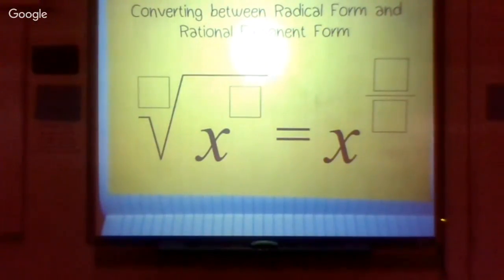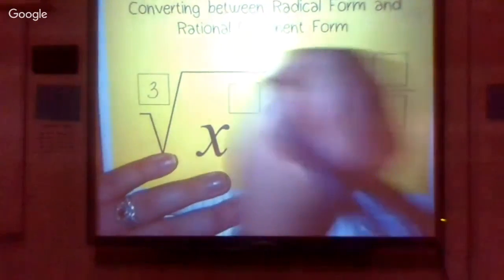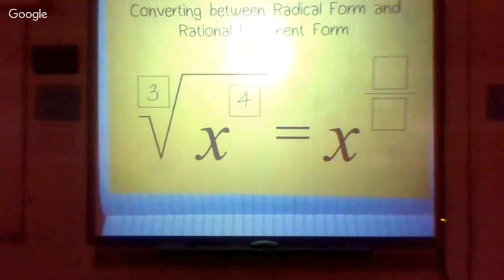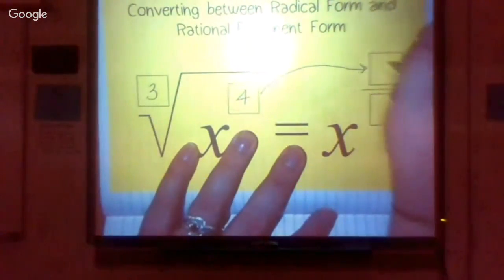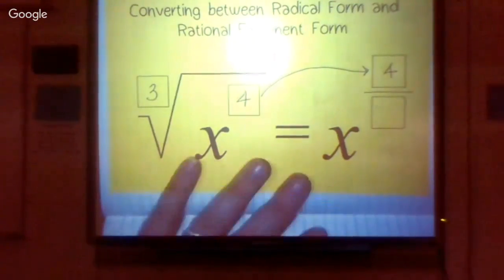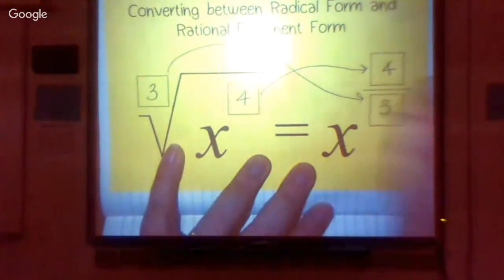Okay, so let's say we had something like the cubed root of x to the 4th power. You always keep the 4. The 4 always stays in the top. The cubed root. Instead of typing into your calculator the cubed root of x to the 4th, you can always type in x raised to the 4/3.